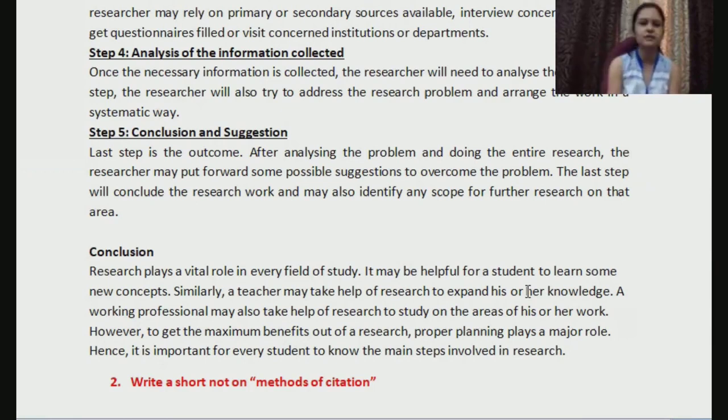Similarly, it may be helpful for everyone to get maximum benefit out of research. Proper planning plays a very major role, right? Only when you properly plan it, you would be able to get the best outcome from your research. It is important for every student to know the main steps involved in research, because today or tomorrow you are also going to be involved in some kind of legal research. If you know the steps, you would be able to do better, right? So accordingly, you can write it.